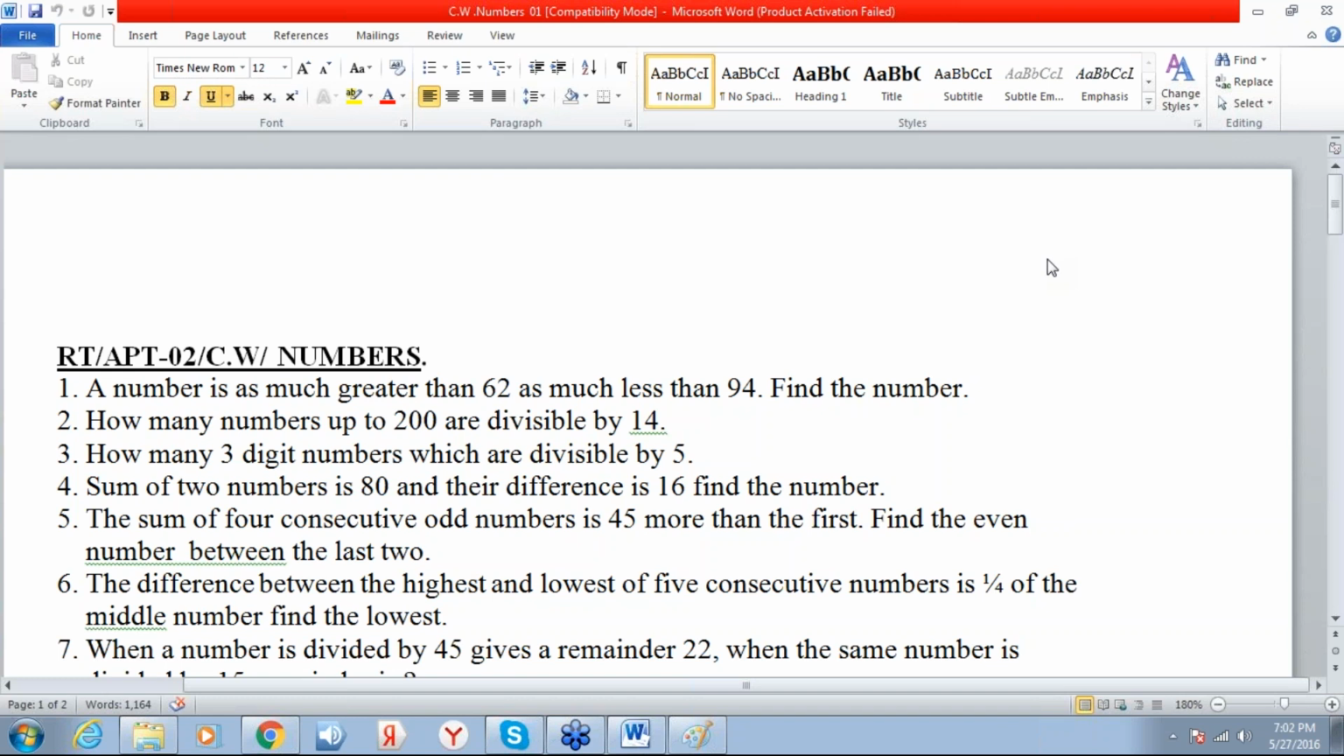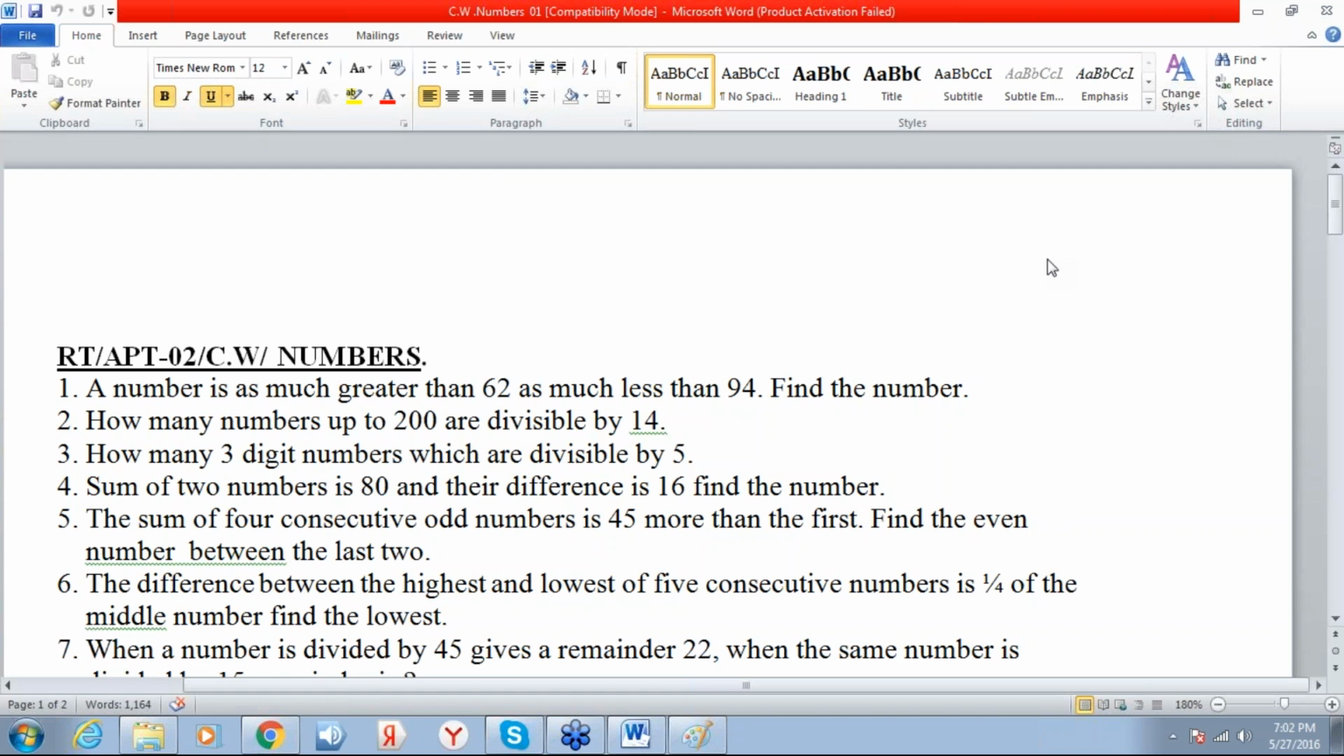By 3, if the sum of the digits is divisible by 3, then the number is divisible by 3. By 4, if the last two digits are divisible by 4, then the number is divisible by 4. By 5, if the units place is 0 or 5, the number is divisible by 5. And by 6, the numbers which are divisible by both 2 and 3 are divisible by 6.